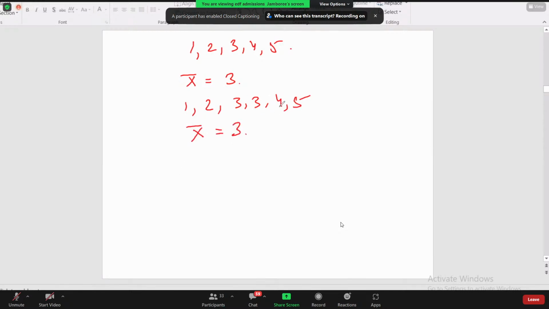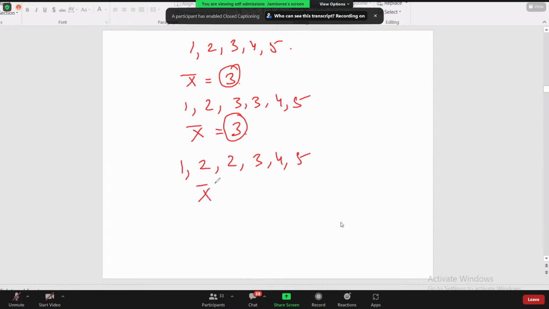Because if you notice, the sum is 18, and 18 divided by 6 will give you a mean of 3 only. That means by introducing the mean value of the series in the series itself, it fetches you the same mean. Similarly, let's say I introduce a term lesser than the mean. So let's say I introduce 2. So 1, 2, 2, 3, 4 and 5.